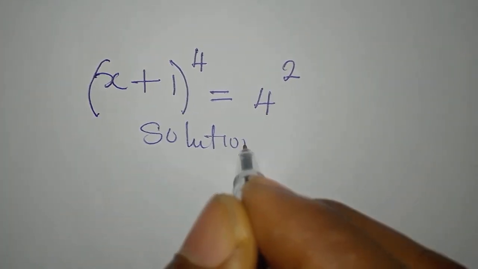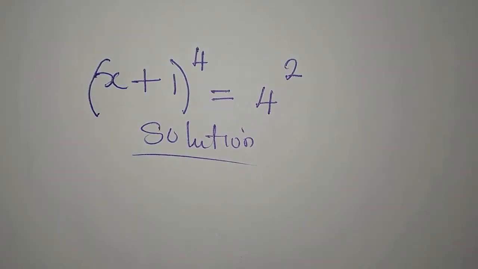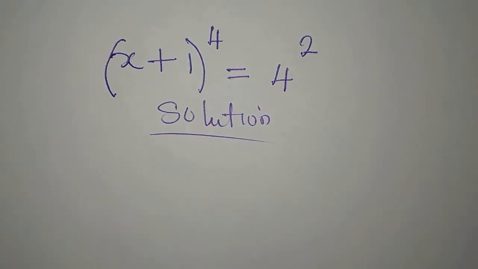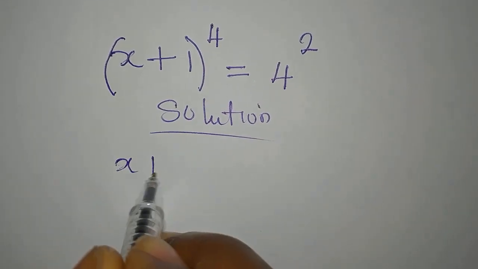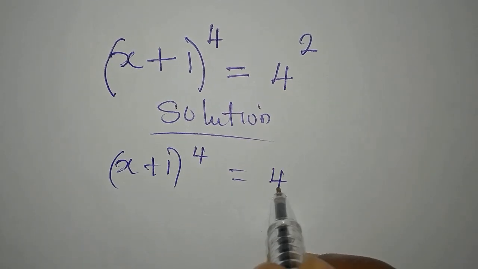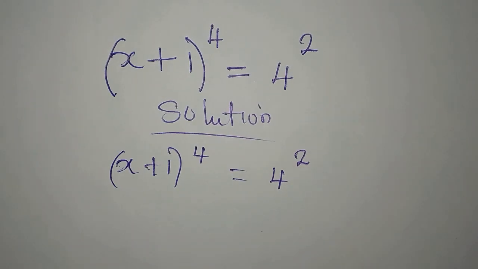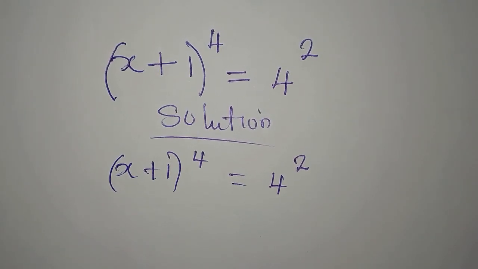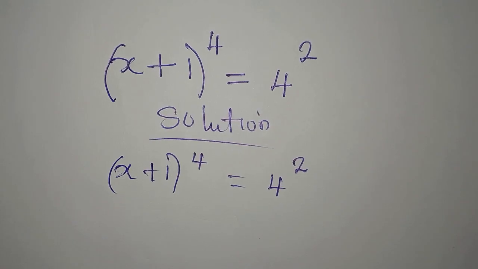Okay, let's provide the solution to this problem very quickly. (x + 1)^4 = 4^2. Now, this is very simple. We can start by taking the square root of both sides.